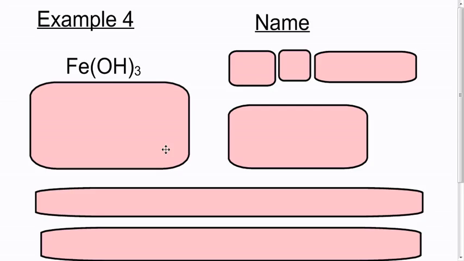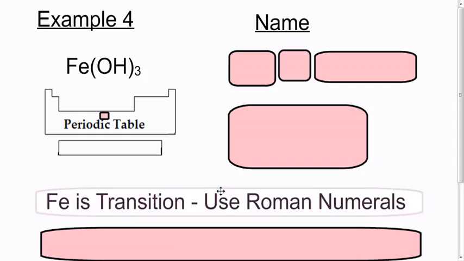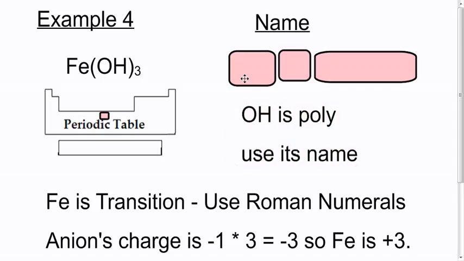Now, iron is a transition metal, so I'm going to need to use Roman numerals. OH has a -1 charge, right? And there's 3 of them. So -1 times 3 is -3, so Fe has to be +3. So this would be iron 3 hydroxide.